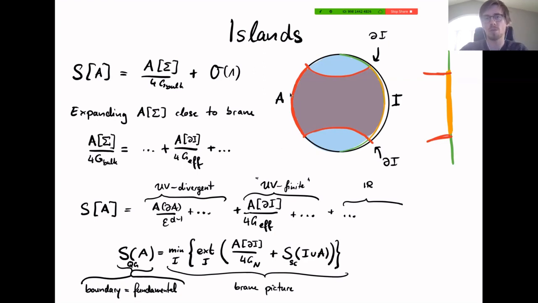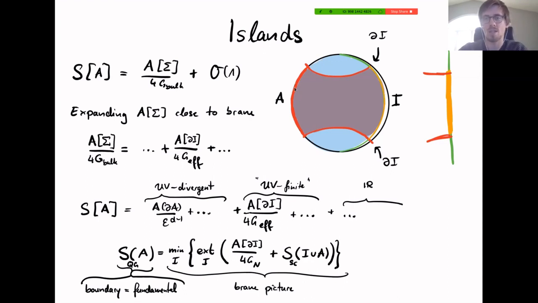One UV divergent part, which just comes from here, which I understand in terms of my quantum field theory here. One what I call UV finite part, which is a large contribution that comes from close to my brane. And this just looks like an area contribution, proportional to the area of the boundary of my island. And then details about how my RT surface behaves deeper in the bulk, in the IR, will just give me the entanglement entropy between modes in my island region and in A.